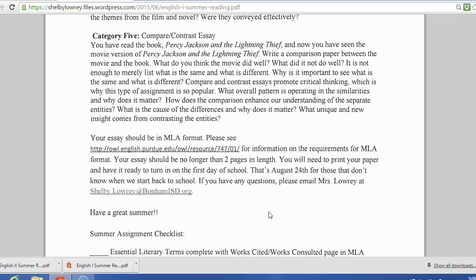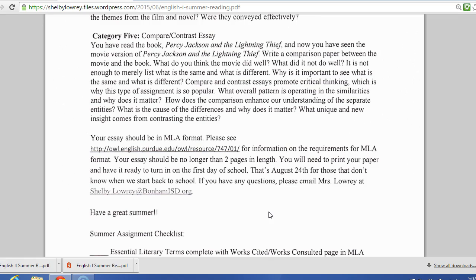Guys, August 24th is the first day of school, so you need to make sure that you have your essential literary terms and your compare and contrast essay printed out and ready to turn in on that first day of school. We are going to be setting up times for you to come up to the high school and use the computer lab if you don't have access to a computer or a printer during the summer, but that won't occur until August.